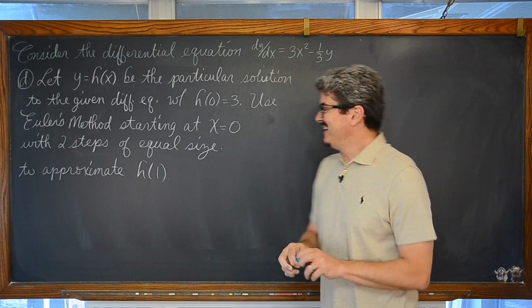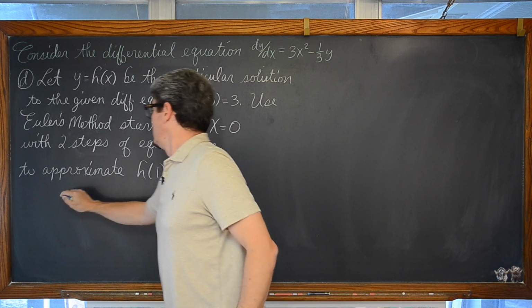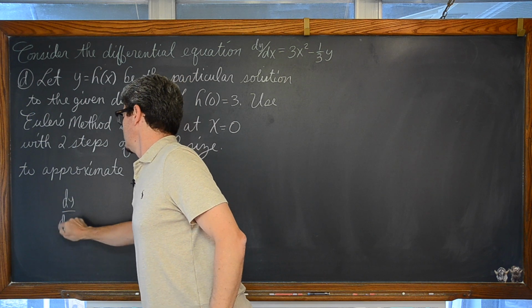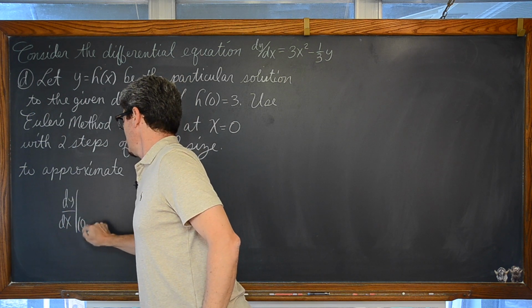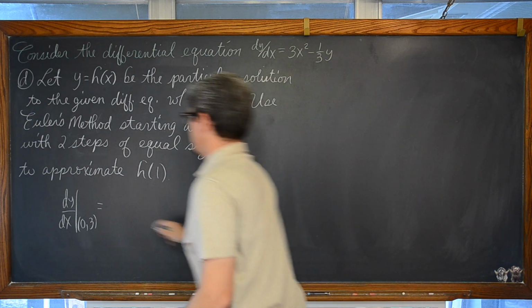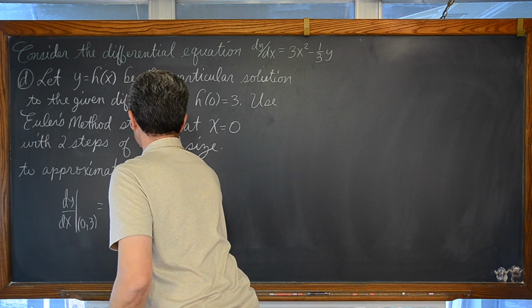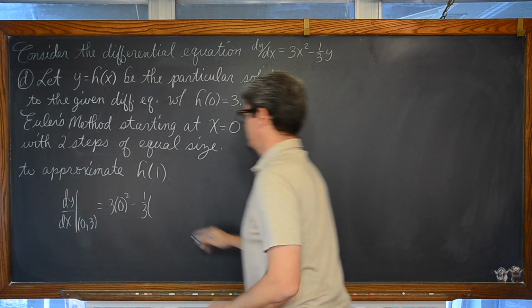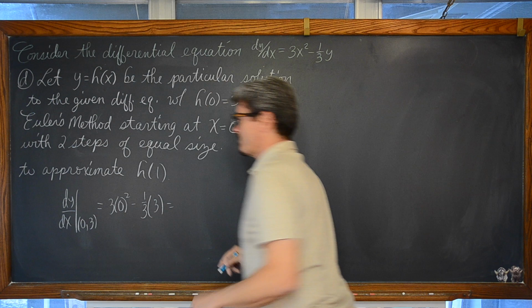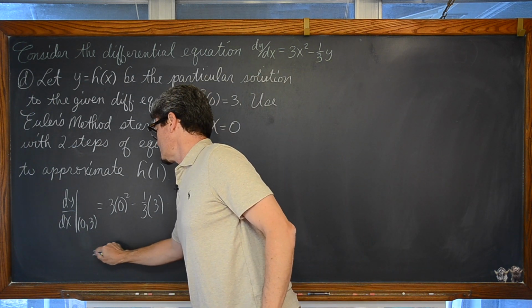One step off. Okay, so at the point (0, 3), what is our slope? dy/dx at (0, 3) is equal to 3 times 0 minus 1/3 times our y-coordinate. And this first part was made out to be relatively neat. We have our slope is equal to -1.